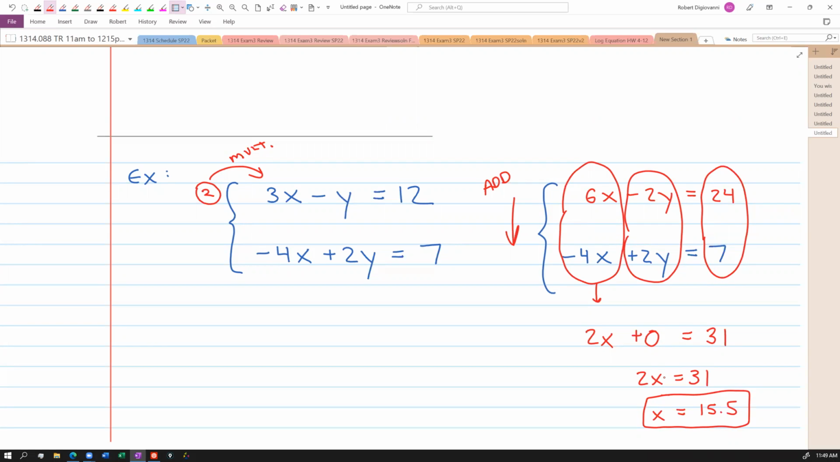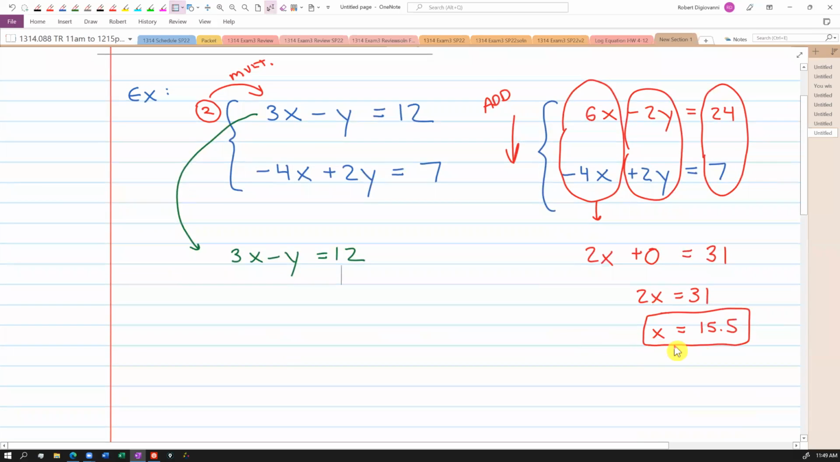All right, what am I going to do with that 15.5? Plug it into either equation. So would you rather plug 15.5 in right here for x or into the bottom one with the -4 in front? Probably the first one, but it doesn't matter, okay? It'll work in both. So I'm going to take this first equation, 3x minus y equals 12, and I'm going to replace the x with 15.5 minus y equals 12. And now I'm just going to solve this for y.